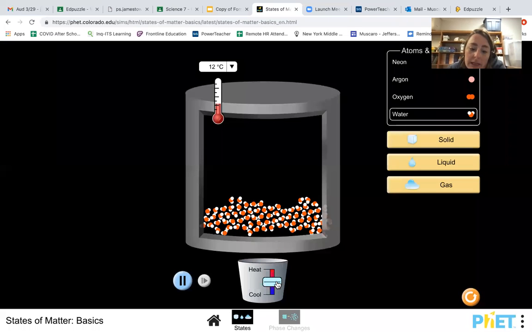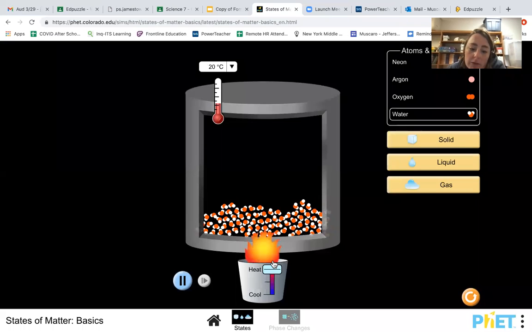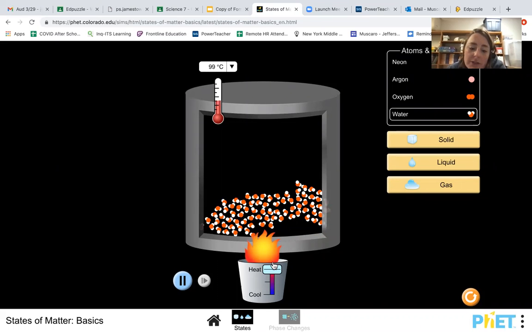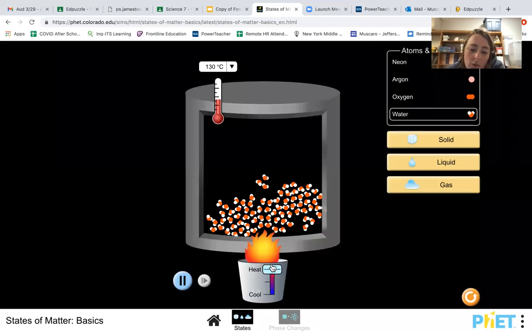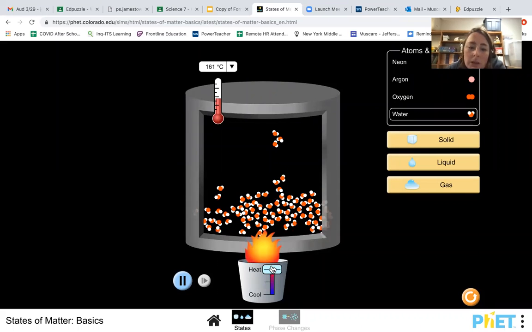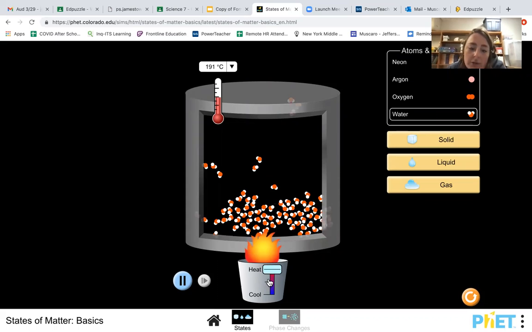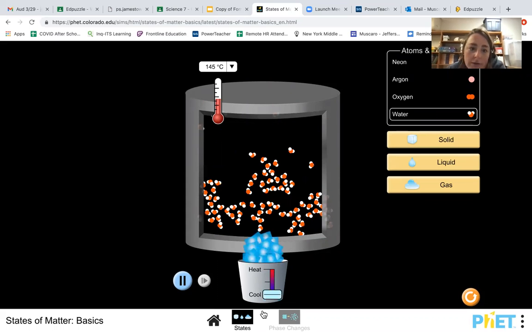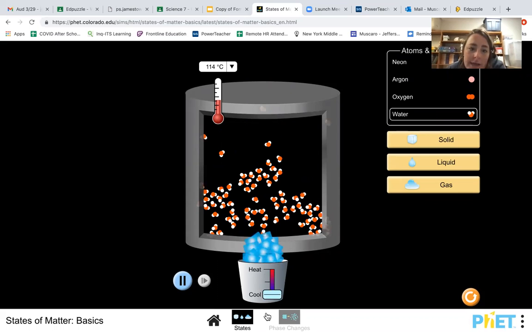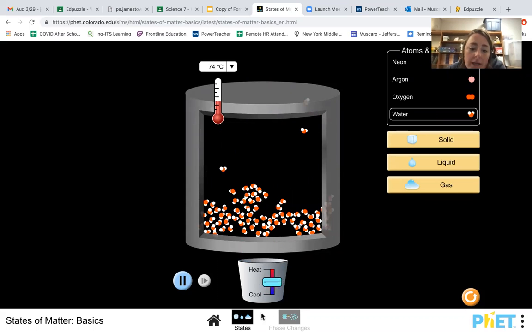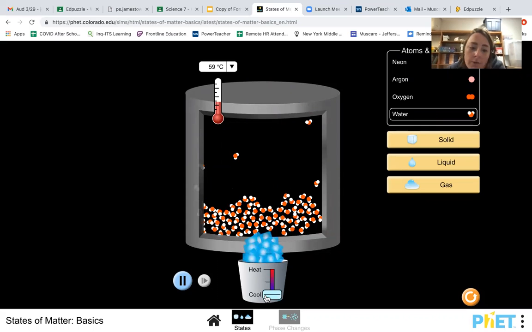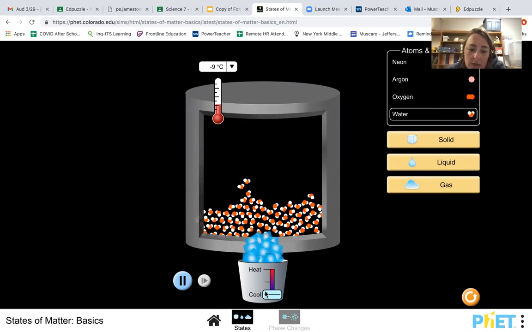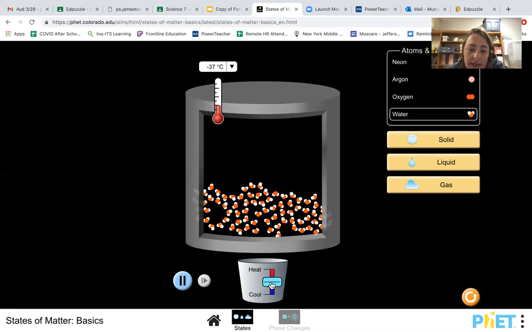And then as we heat it up, what happens to the water molecules? They spread apart. I'm not looking at the distance between them. I'm more looking at one molecule. All right, so here's what we're going to do. I'm going to back it down to 12 degrees C, okay? Now I want you to pick one molecule. That's one red one with two little white ones next to it. So pick one and watch it as I heat it up, okay?